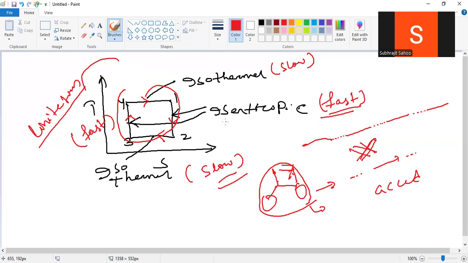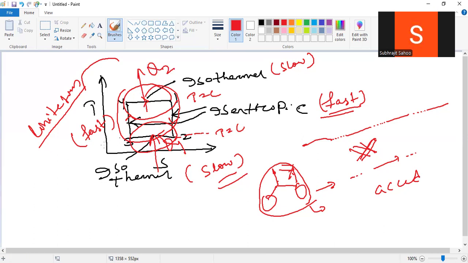Here, process 4 to 1 is isothermal, and process 2 to 3 is also isothermal. Here is the second limitation. What is that? See, from 2 to 3, there is no temperature change; temperature is constant. Here also, from 4 to 1, no temperature change, temperature equal to constant. But is heat transfer happening or not? Yes, this is heat transfer Q1 and this is heat transfer Q2.